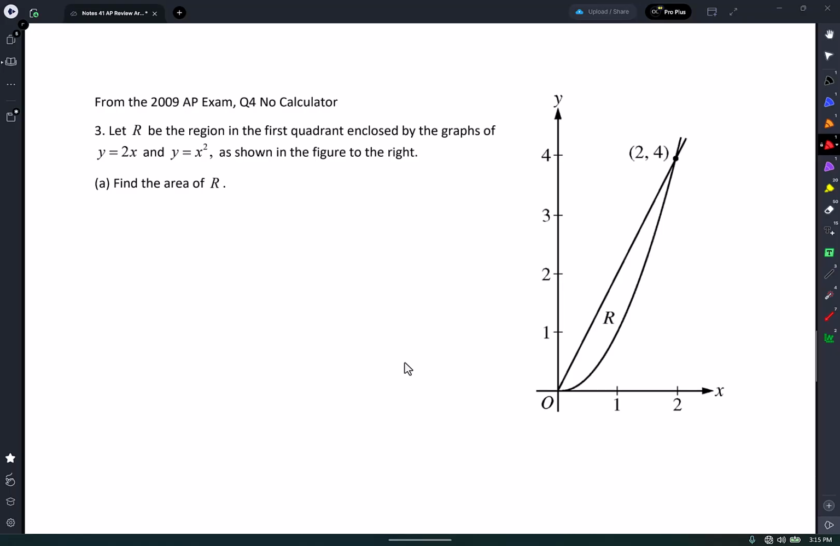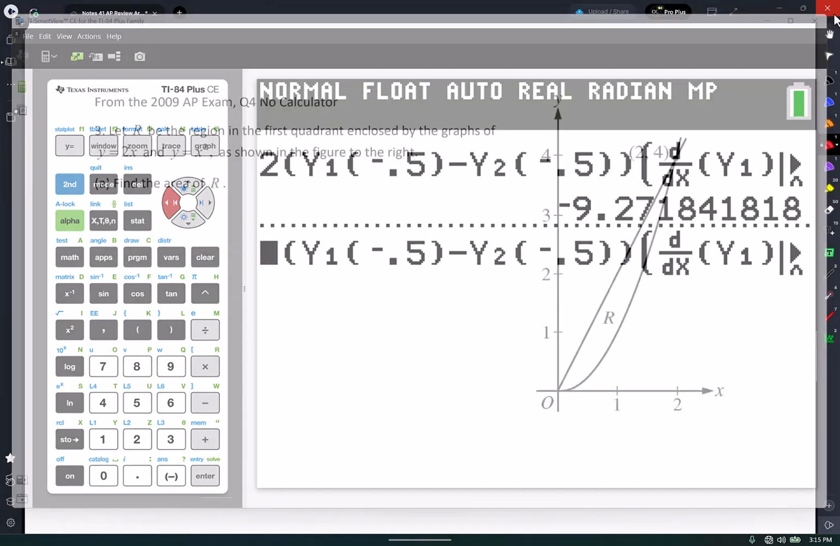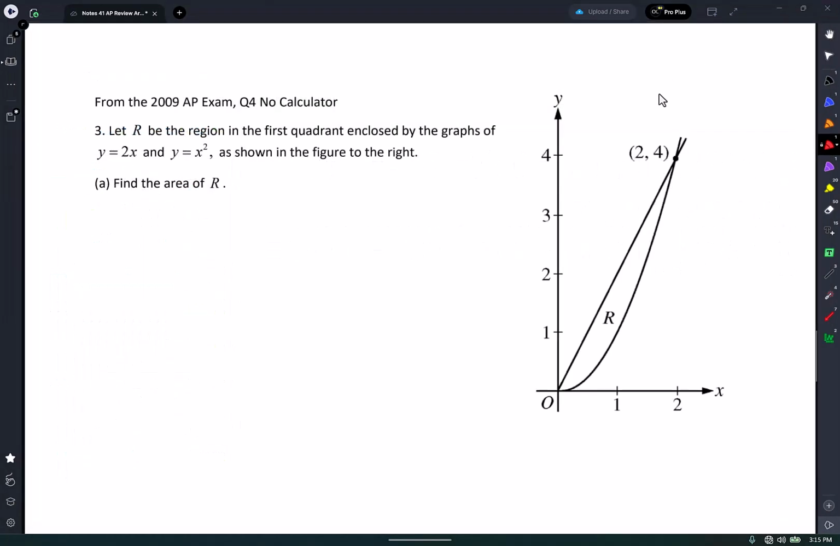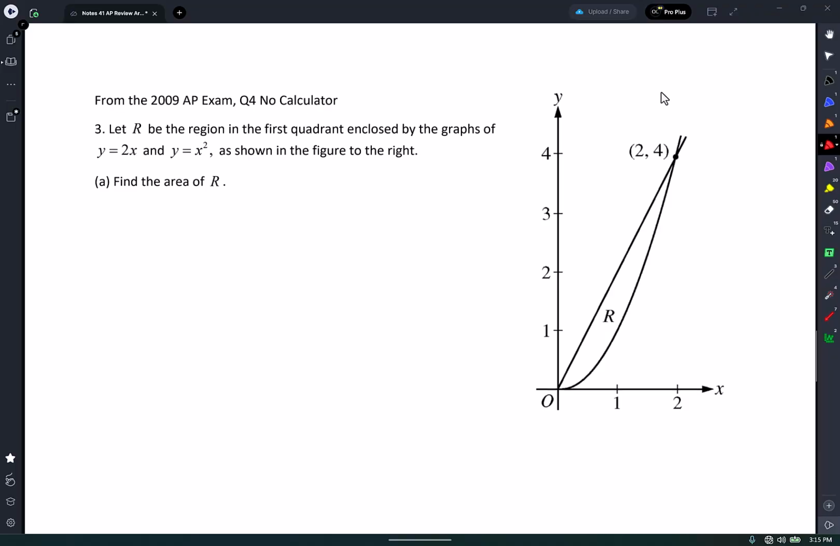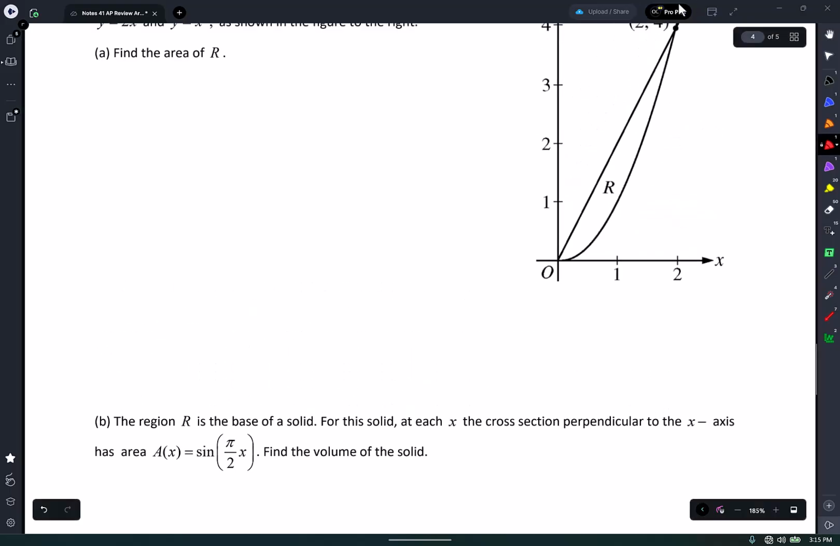Okay. Do I have access to a calculator for this one? Okay, let's close the calculators. See, on this one in particular, they're really testing to see if you know how to do antiderivatives.